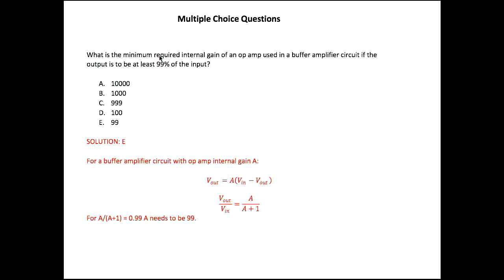What is the minimum required internal gain of an op amp used in a buffer amplifier? You are using an op amp as a buffer amplifier if the output is at least 99% of the input. You know what I meant? When you have this question, if I were you, I would try to draw it. That's another way: if the circuit is not given, in order to make sense, always just draw it. What he's saying is the op amp is used as a buffer. So what do you mean by buffer? Then you should know what a buffer is. What is the minimum required internal gain of an op amp used in a buffer amplifier circuit if the output is to be at least 99% of the input?